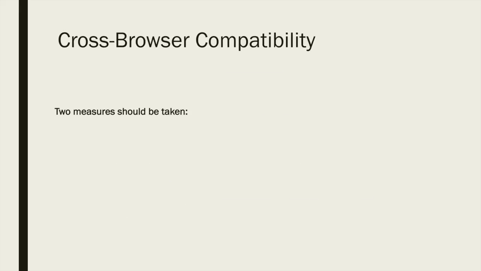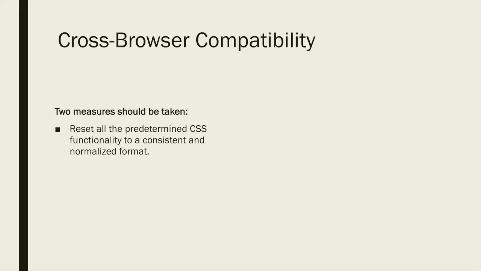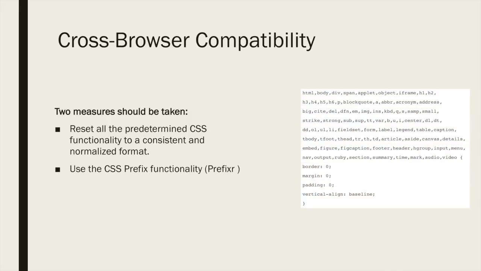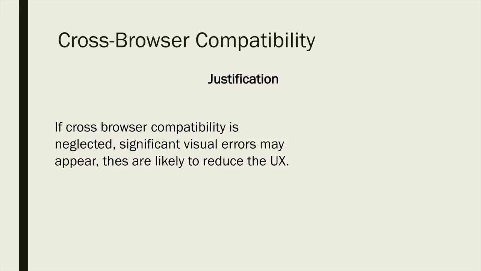The first one being that a reset code is added to the CSS so that all browsers interpret the CSS in a consistent normalized format. And the second one being that browser prefixes are used for individual elements so that also these are standardized. The browser prefixes can be added manually or using prefixer. We believe that these changes are justified, as if cross-browser compatibility is low, it may lead to visual errors which reduce the user experience. To increase the responsiveness of the site, we recommend that a mobile website is created.